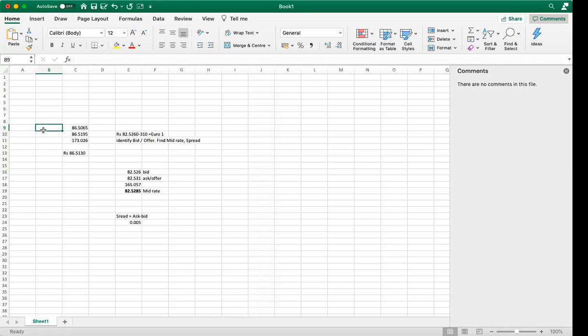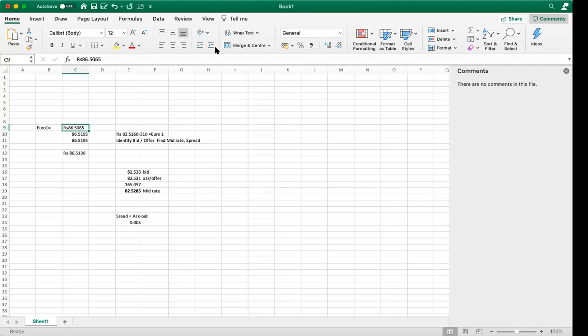Supposing euro 1 is equal to, I write like this, ठीक है, so much INR. मतलब जब आप 1 यूरो खरीदना चाहते हैं बैंक से तो आपको 86.5195 देना पड़ेगा. जब आप 1 यूरो बेचते हो बैंक आपको कितना देगी? 86.5065, right? Bank will buy at this rate, bank will sell at this rate. Bank will buy euro at this rate, bank will sell euro at this rate. Are you following? Any doubts? Are you following? Yes.